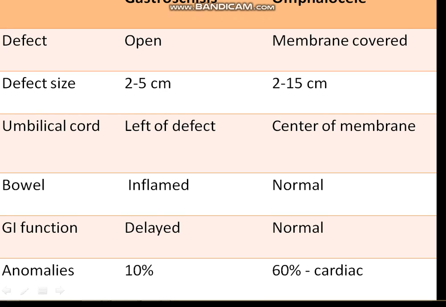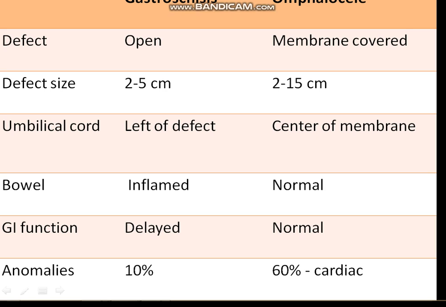അപ്പോൾ നമ്മൾ ഇതുവരെ പറഞ്ഞത് gastroschisis is an open defect. Omphalocele is covered by a membrane. The defect size is 2 to 5 cm in gastroschisis, 2 to 15 cm in omphalocele. Umbilical cord is located left to the defect in gastroschisis, while it is located at the center of the membrane at omphalocele. The next parameter is bowel.